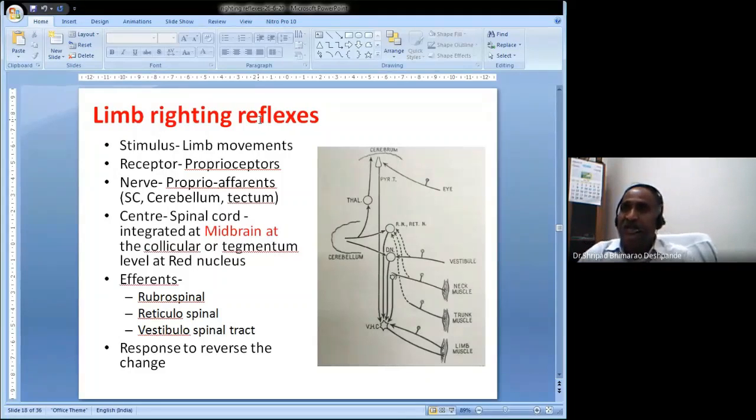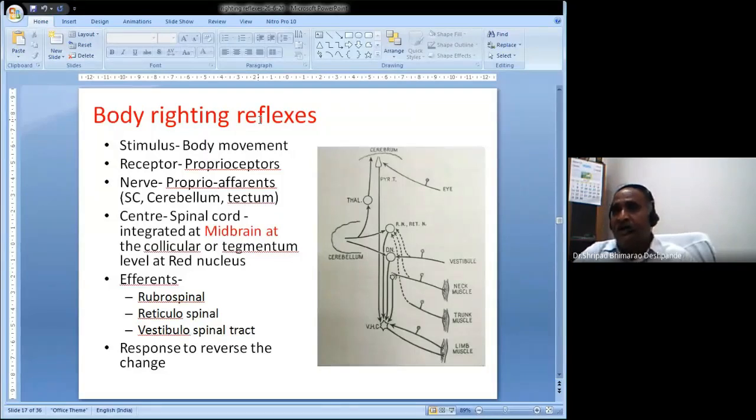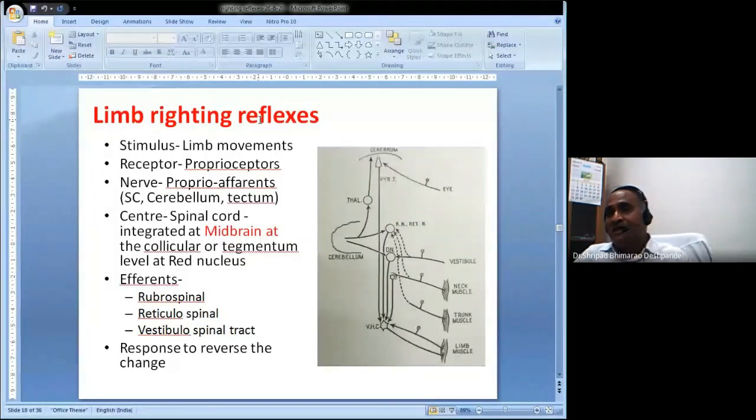Now comes the limb righting reflexes. So usually this is called a body on neck. This is called body on body. I have just changed it a little bit, and in some textbooks they mention it as a limb righting reflex, because now it is easier for us to remember. This is body on body. So that means a limb working on the body.